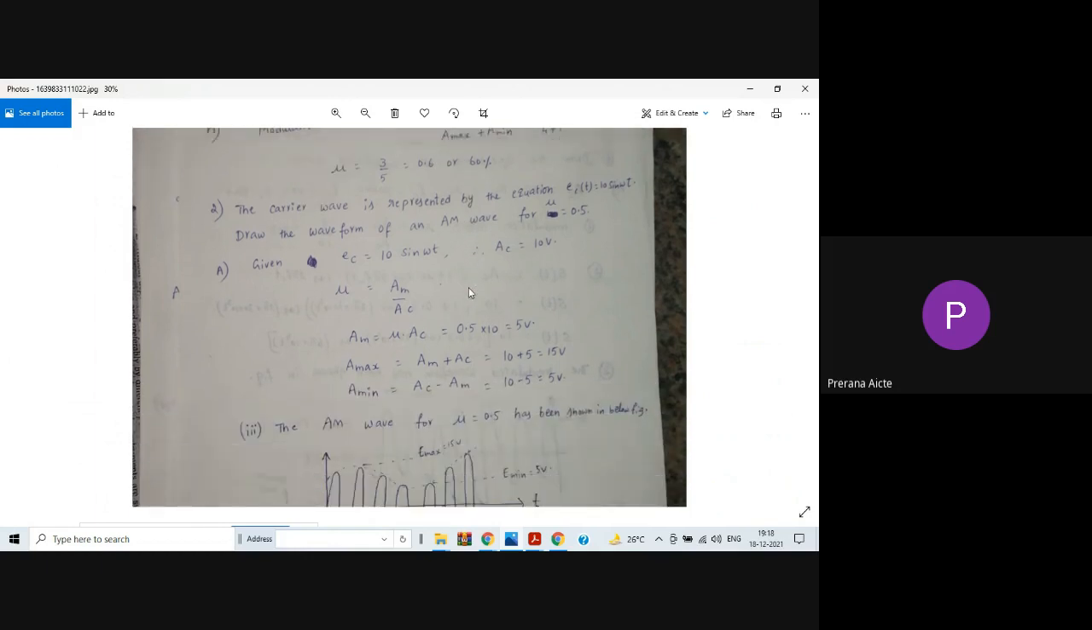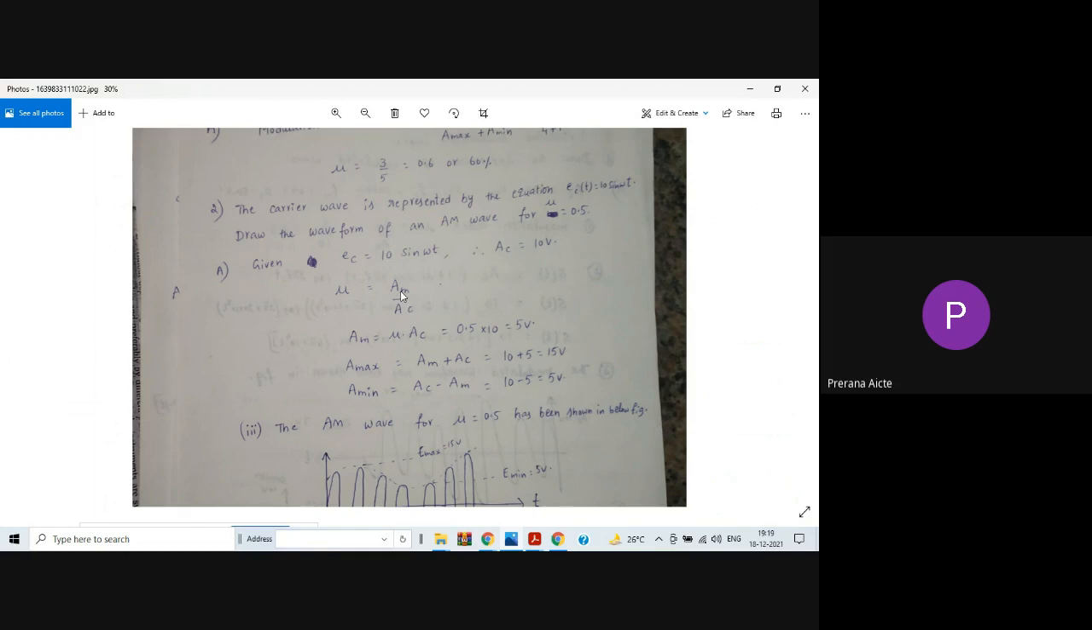Similarly, they have given the carrier wave represented by the equation EC of t equal to 10 sine omega t. Draw the waveform of an AM wave for mu equal to 0.5. So we have to draw the waveform. So what is the given data? EC is the carrier signal. What is 10? The carrier signal amplitude. So AC equal to 10. And do you know how we define the modulation index? It is the ratio of amplitude of message signal to the amplitude of carrier signal.